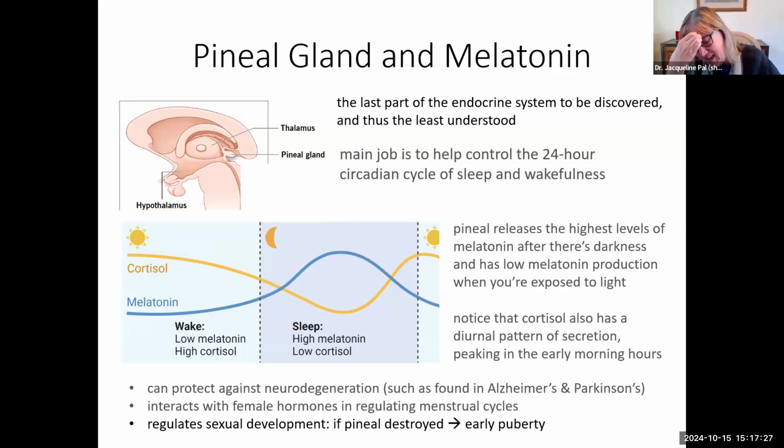Okay. And here's the other thing, melatonin helps regulate sexual development. How do we know that? Because we know if the pineal is destroyed, you have a very early puberty. All right, so it has something to do with sex and your sex hormones. What? We don't know yet. Why? Because it's the least part of the endocrine system that we understand.